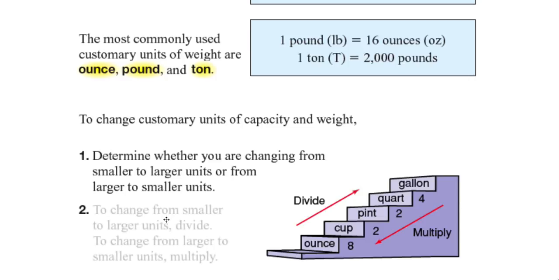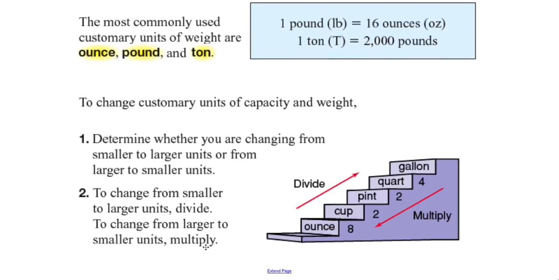And when you're going down the staircase, from larger to smaller units, you need to multiply. So when changing from smaller to larger units, we divide, and when changing from larger to smaller units, we multiply. And remember, these are the numbers in our little box there: 8, 2, 2, 4, and the sequence will be ounce, cup, pint, quart, and gallon. Let's see how this works. Let's take a look at example number 1.